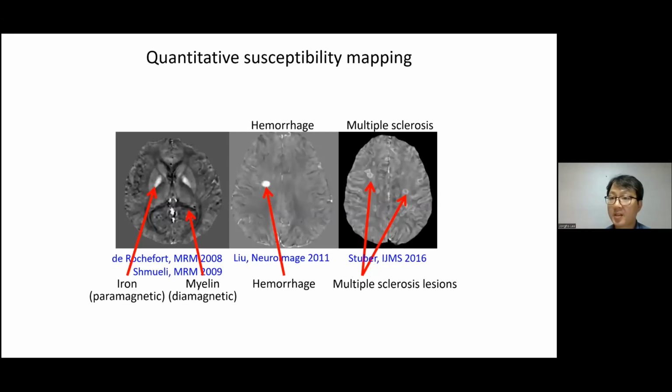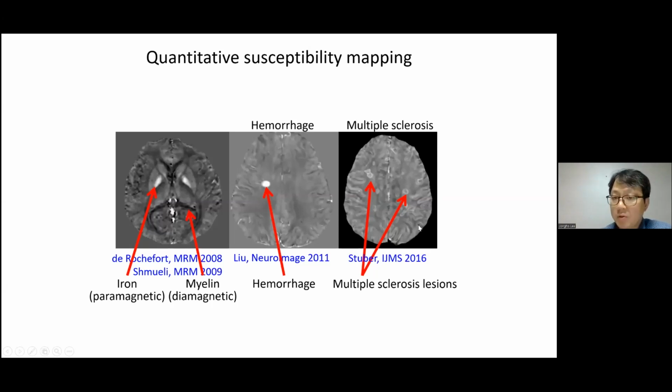As we all know, magnetic susceptibility is a property of material, so we can utilize this technology to measure the susceptibility of the brain. For example, we can measure the susceptibility of the globus pallidus, or of the white matter, like the splenium of the brain. Or you can also measure the susceptibility of a hemorrhage, as we know that it has a large cluster of iron there, so we expect it to have much higher positive susceptibility compared to the rest of the brain.